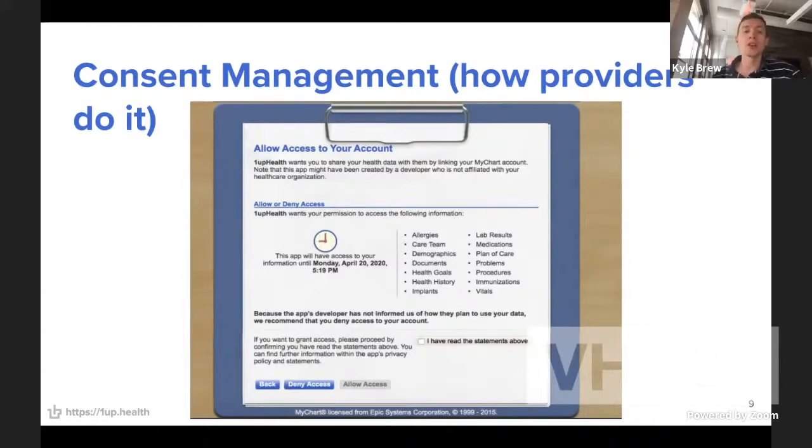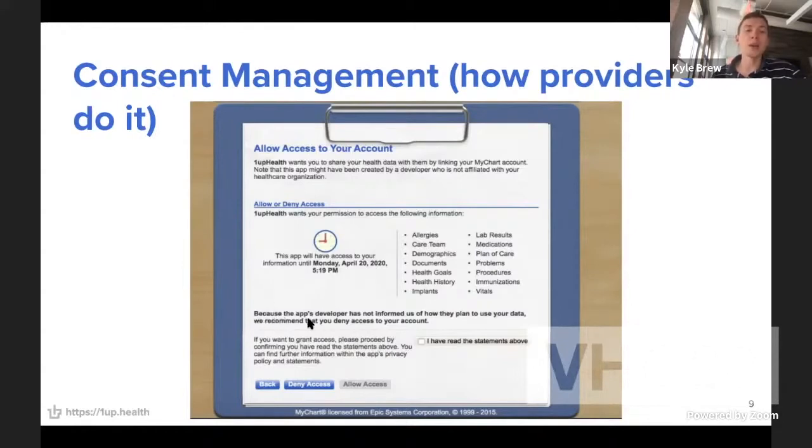So this is a real Epic example with their sandbox, where if I go to a provider on Epic and I use MyChart, which is their patient portal, I could consent to sharing my data that's within Epic with a third-party app. This is how they explain it to me. I'm sharing my health data. I'm sharing specific types of data: allergies, labs, procedures, et cetera. The app will have access to this information until such and such a date and time. So it's very clear what am I allowing, what access to what, for how long, and to some extent why.